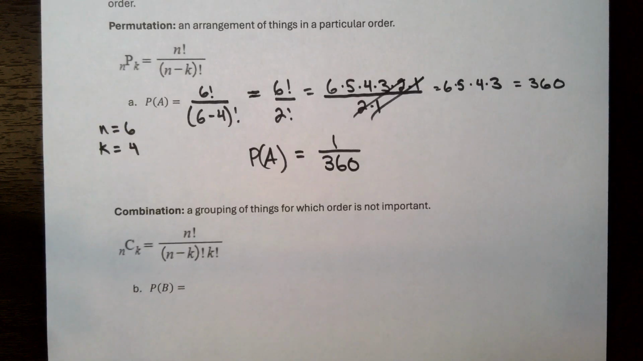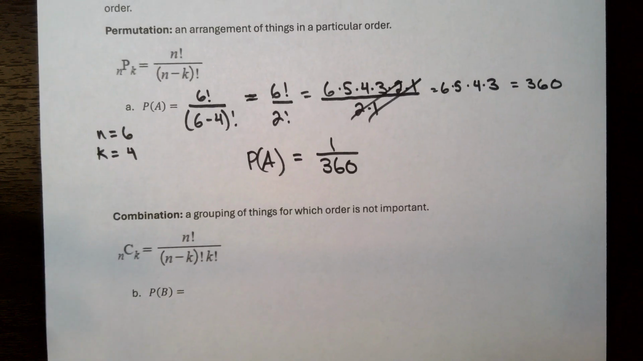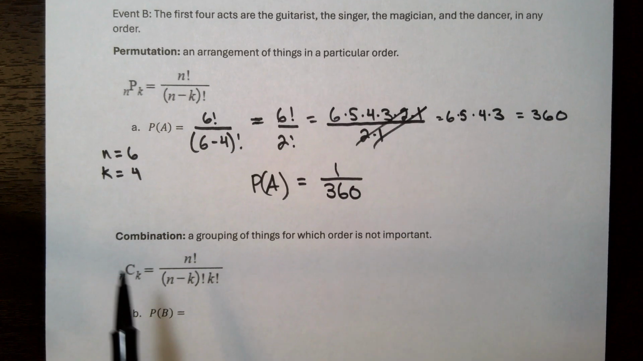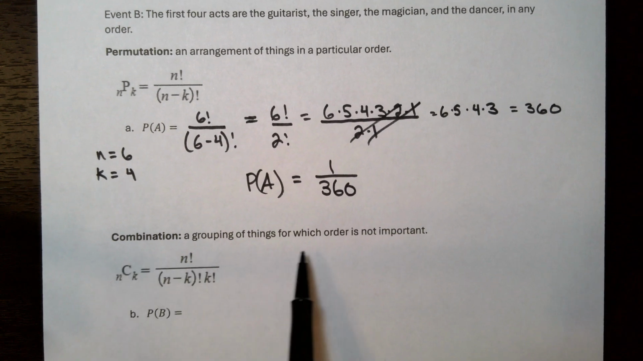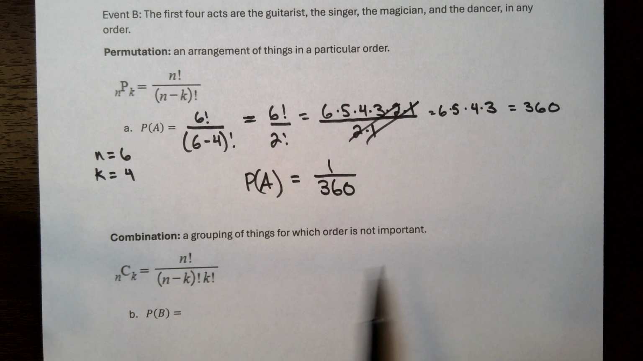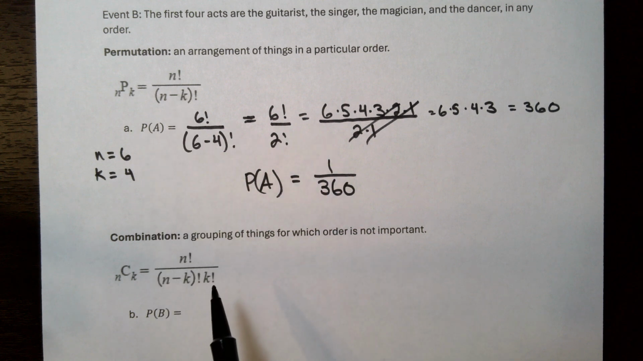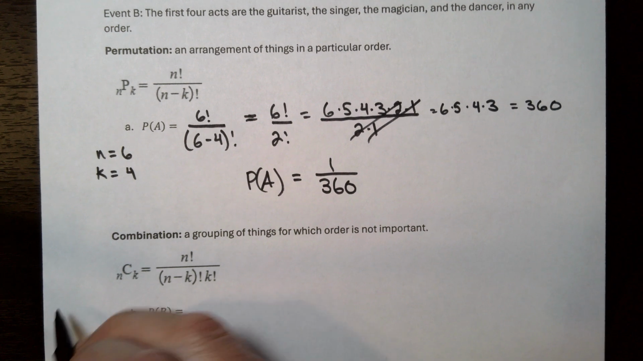For the second part of the problem, we have the first 4 acts, but the order does not matter. So this is a combination, a grouping of things for which the order is not important. Notice it's almost the same formula as up here. It's just got this extra little K factorial down there. So everything else about the problem is going to be the same.